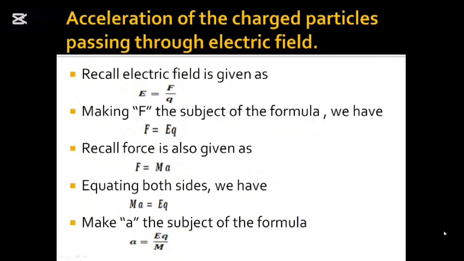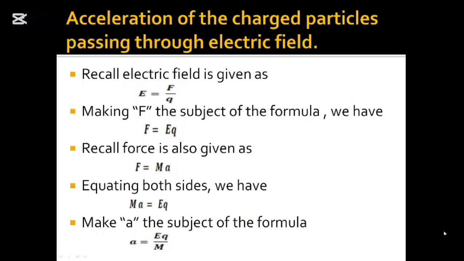Now let's start. If you remember, electric field intensity is giving us force per unit charge. That is the first formula you have there: E equals F over Q. Now, if I make F the subject of the formula, check it yourself, we have F equals EQ, because E will now multiply Q, giving you F. Now, remember also that force, by definition, is mass of a body times the acceleration of the body.